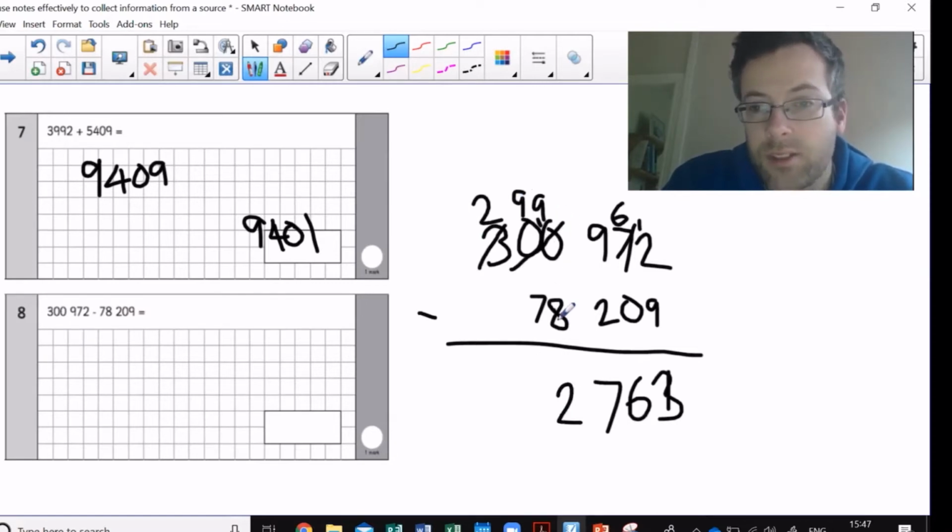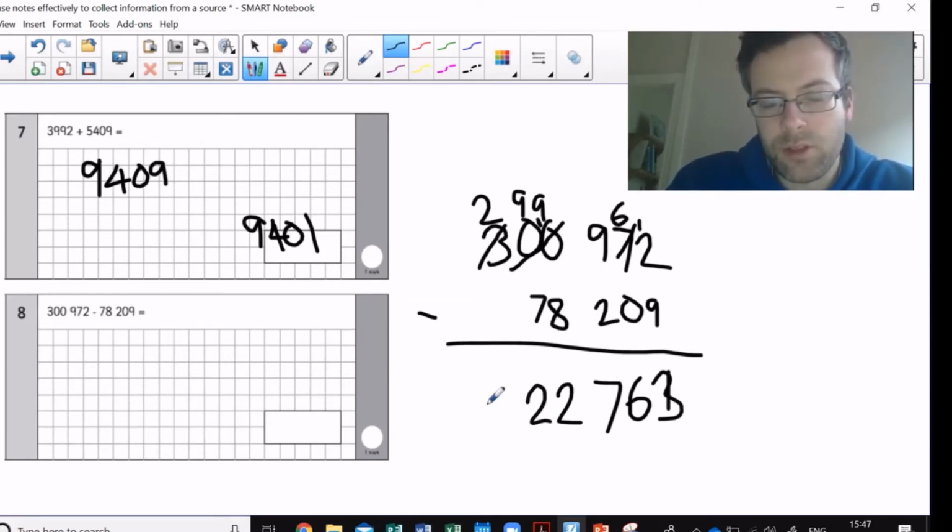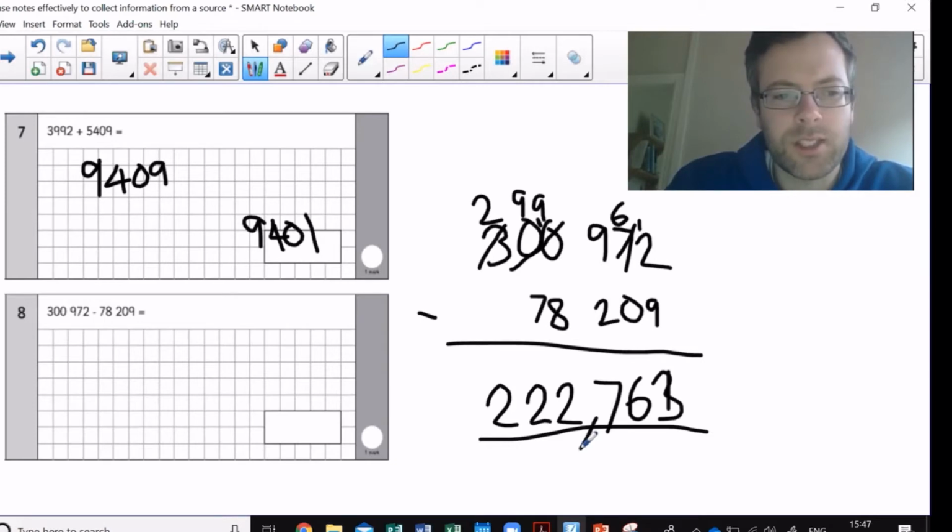10,000s, I'm having a nightmare today. 10,000 take away 8,000 is going to be 2,000. 9 10,000s take away 7 10,000s is going to be 2 10,000s, and then I'm left with 200,000. So 222,763. I'm going to go with that.